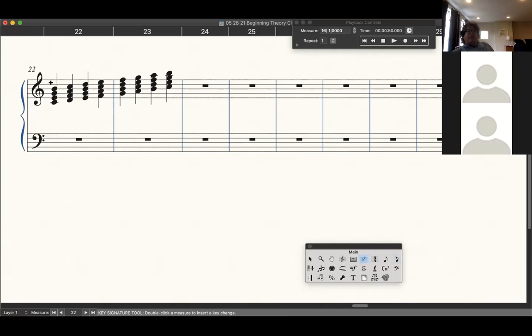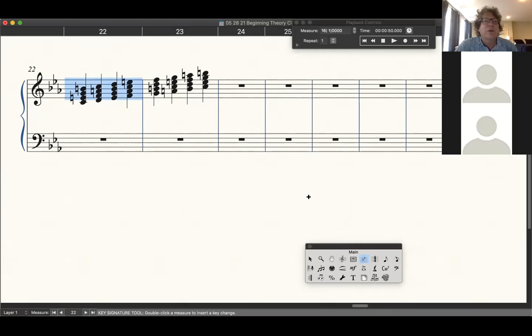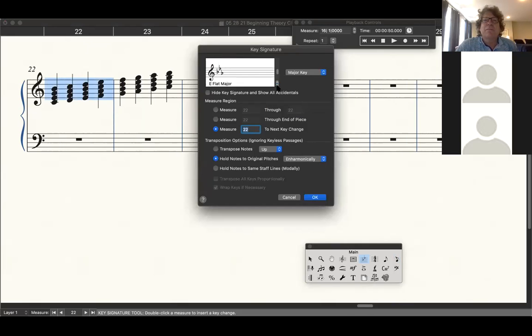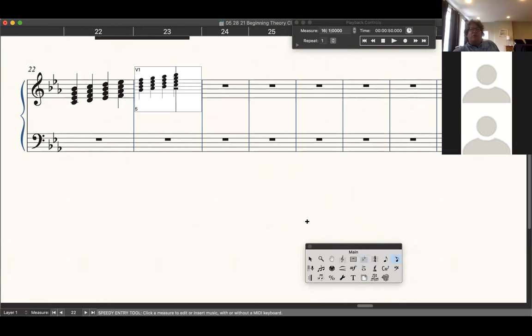it's a little more complicated. I won't make you memorize it because you can easily figure it out. Let's go to C minor and hold notes on their original pitches. Okay. Oops. Didn't want to do that. Let's do it one more time. Let's go to minor. Hold the original, same staff lines. There we go. So if I go into minor, remember that I use melodic, harmonic minor usually.